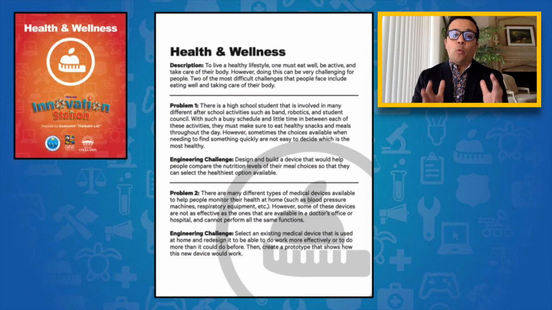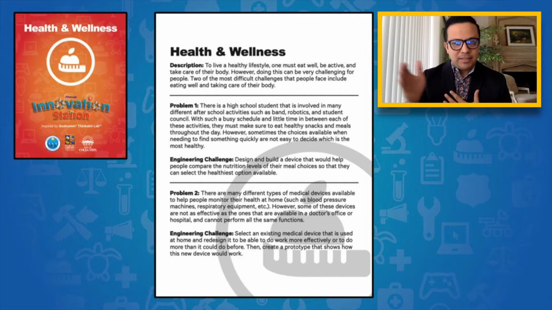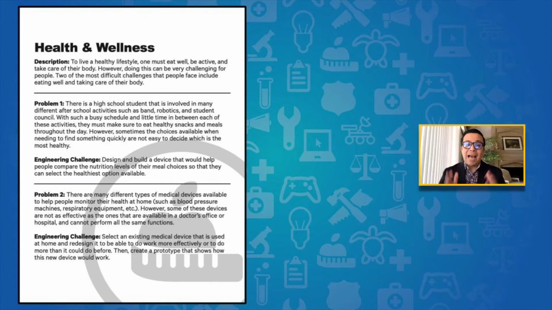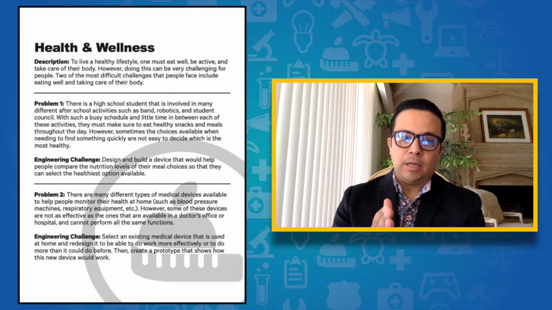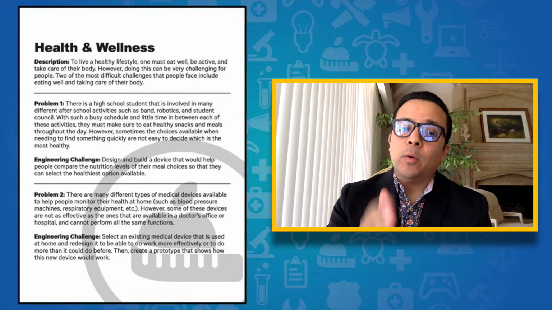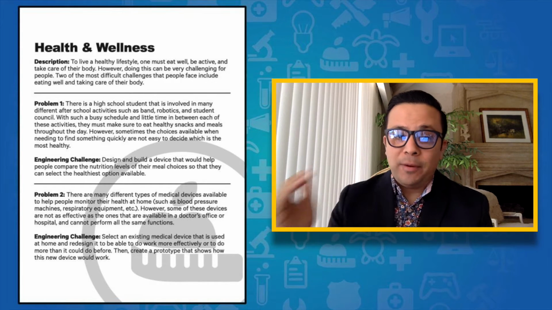As we look at one of the problem cards from our Innovation Station, we'll identify a problem or challenge that is relevant and important in our society right now. All right, let's go ahead and read what the problem card is telling us. As we look at the problem card, it'll be important to recognize some text features. We will see that we are focused on the category of health and wellness.